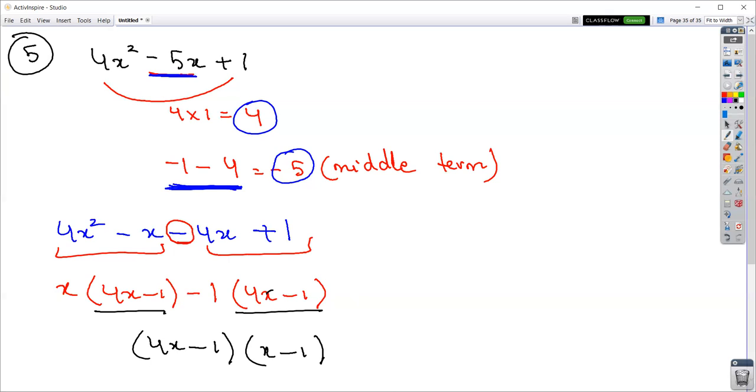So this is how you're going to factorize the quadratic expressions when the coefficient of x squared is not 1. Whatever examples we have seen in this video, we have all of them having a quadratic expression with some different number: 2, 3, 4, or it could be any other number as well. So I hope this video actually helps you in understanding how to factorize the quadratic expressions when the coefficient of x squared is not 1.